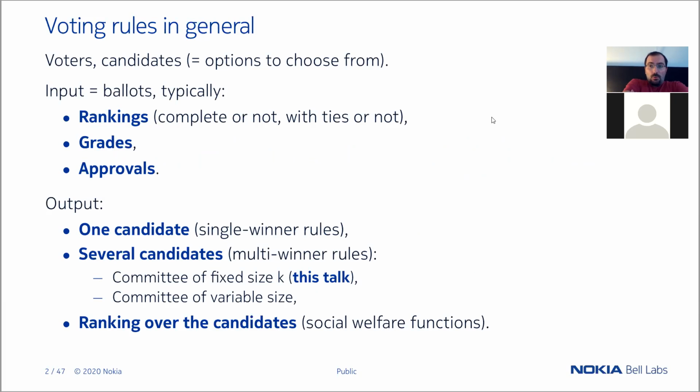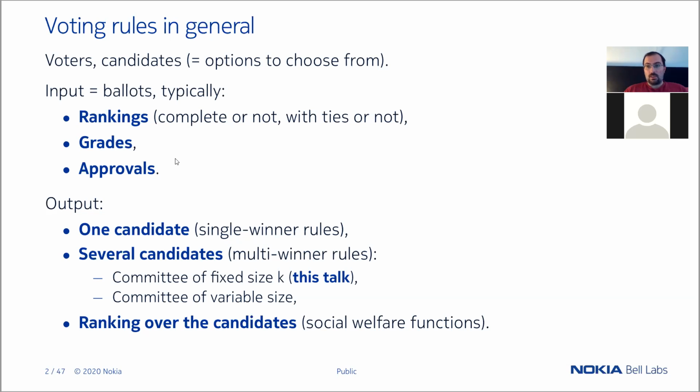So about voting rules in general, what are voting rules? We have voters, we have candidates, which are options that we need to choose from. Candidates are not necessarily people, they can also be different plans or things like that. In a voting rule, we have inputs that are called ballots. And typically, these inputs are either rankings, grades, or approvals about the candidates.